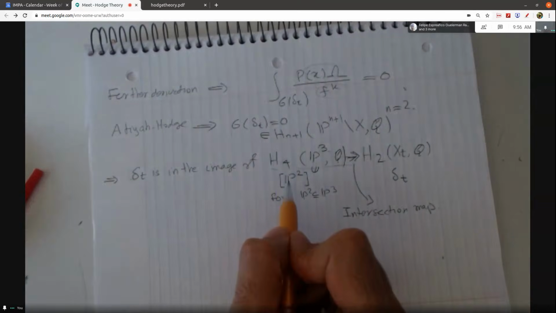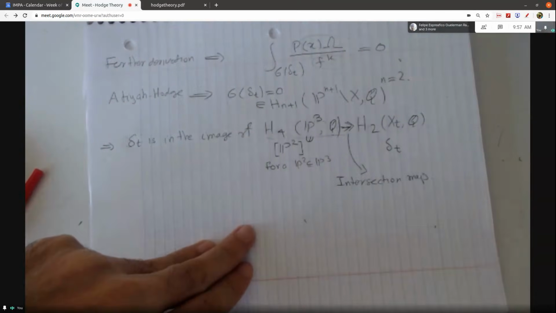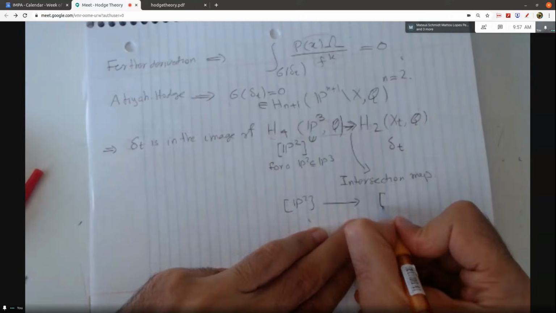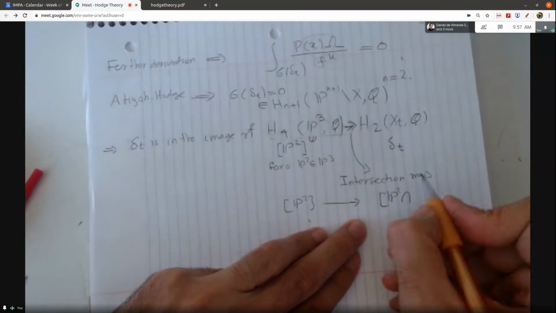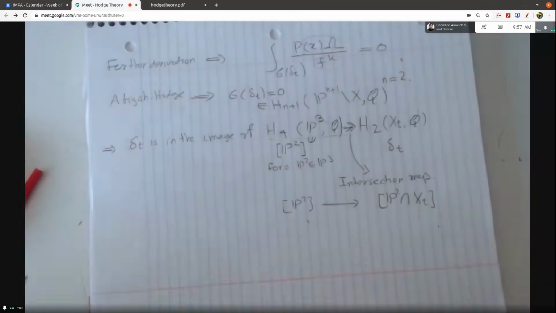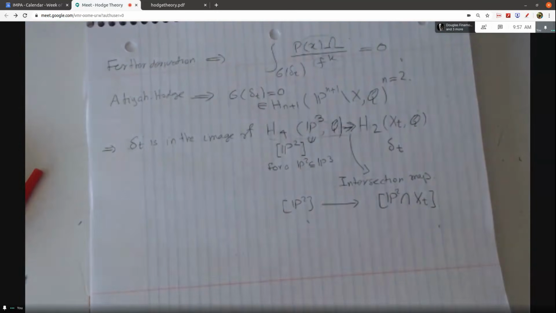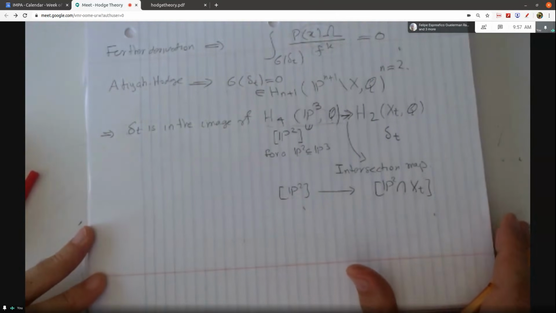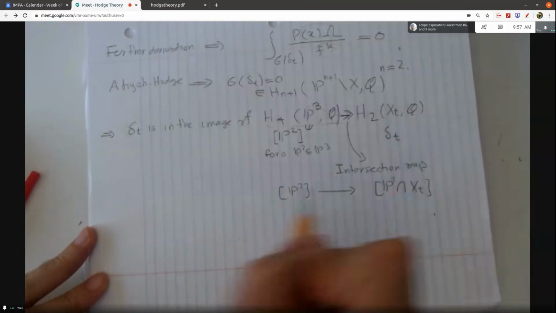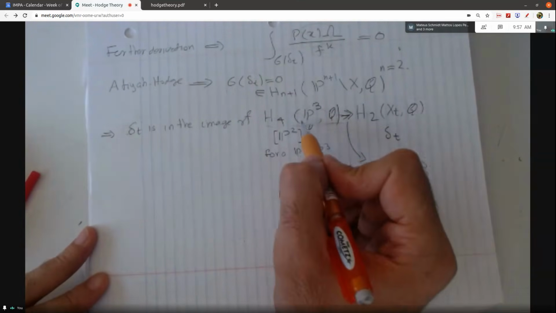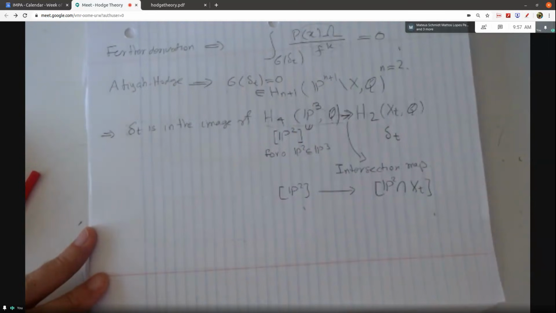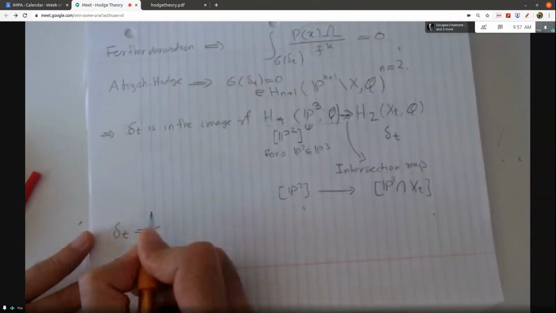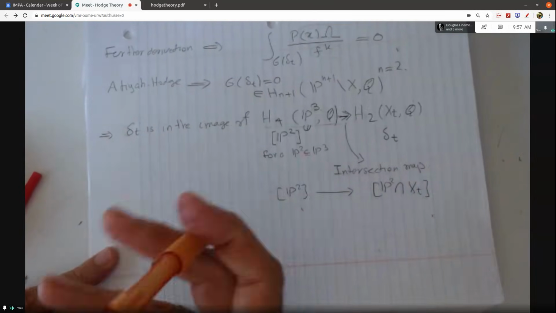So this means that at the end, let's say this P2 goes to P2 intersected with xt. Okay, so what is the conclusion? So delta t is a multiple. This is just a one-dimensional object, and so this means that delta t is some multiple with rational coefficients.